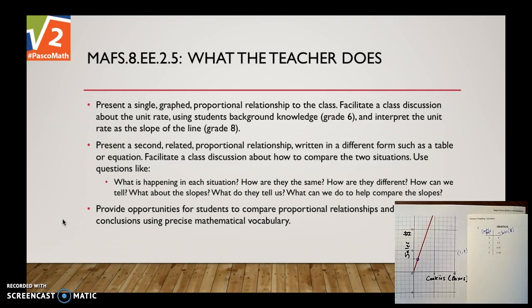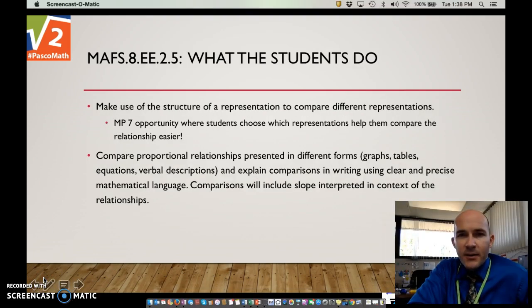We also want to provide opportunities for students to compare proportional relationships and write conclusions based on precise math vocabulary. So again, opportunity for math practice 6 there with using that precise language. So now looking at what the students should be doing. So some things you could do to set up and what we want the students to do during that time. And so make use of the structure of the representations to compare different representations. And so again, the structure of the graph, the structure of the table, the structure of an equation, the verbal description. And so that's a math practice 7 opportunity where students choose which representations help them compare the relationship easier.